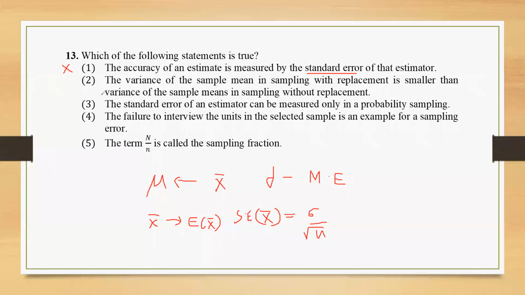Then the second one: the variance of the sample mean in sampling with replacement is smaller than the variance of the sample mean in sampling without replacement. Normally, if you are doing replacement, we need more time. We need more time means our efficiency is low. It means variance is high. If we are doing sampling with replacement, we have to put the same elements back again and again.